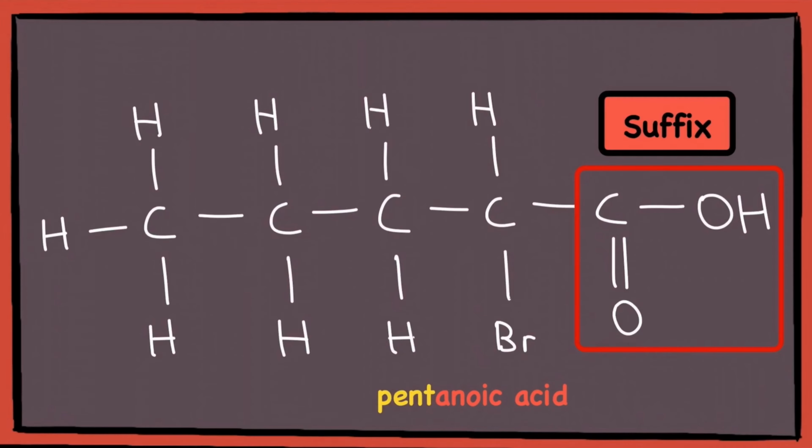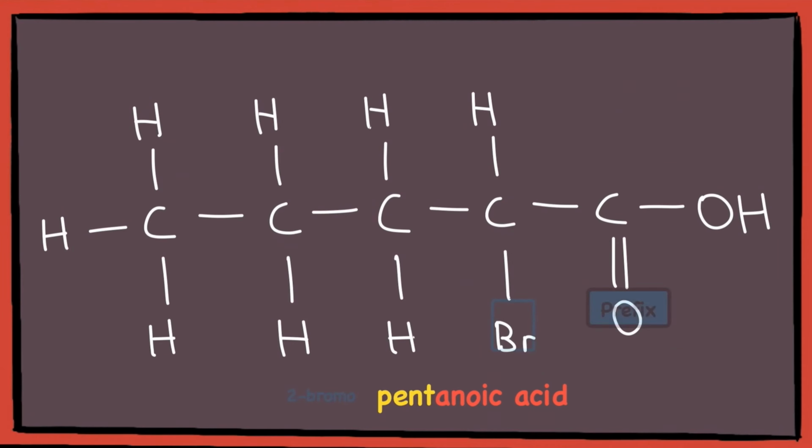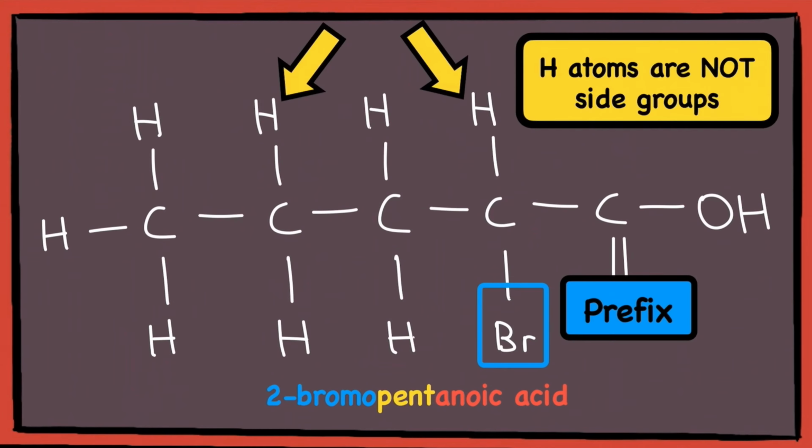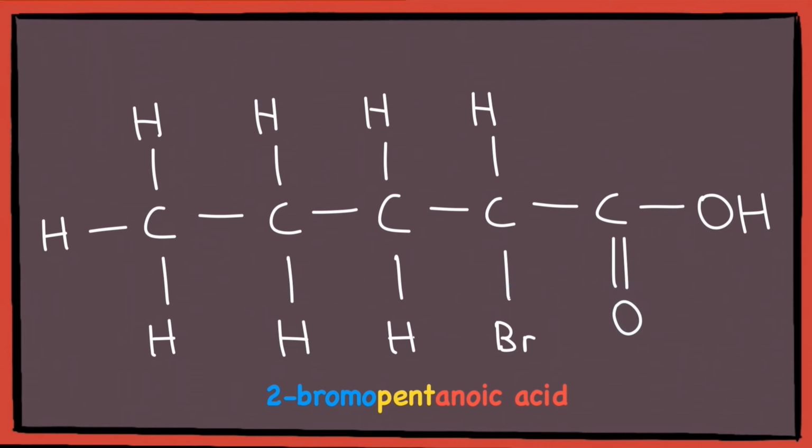Don't worry, as I'll be covering more about the functional groups in the remaining sections of this video. Lastly, this will give rise to the prefix because it is the side group sticking out of the parent chain. Do note that hydrogen atoms are not considered as side groups. Hence, this molecule's name is 2-bromopentanoic acid.